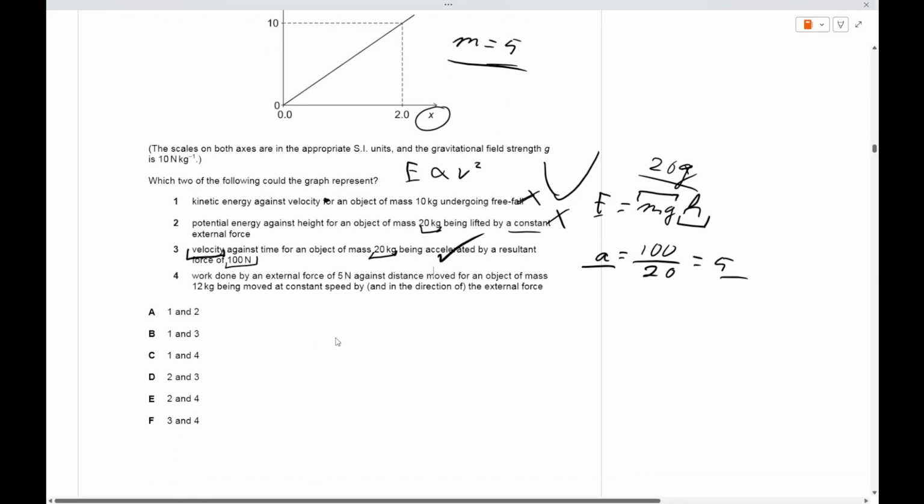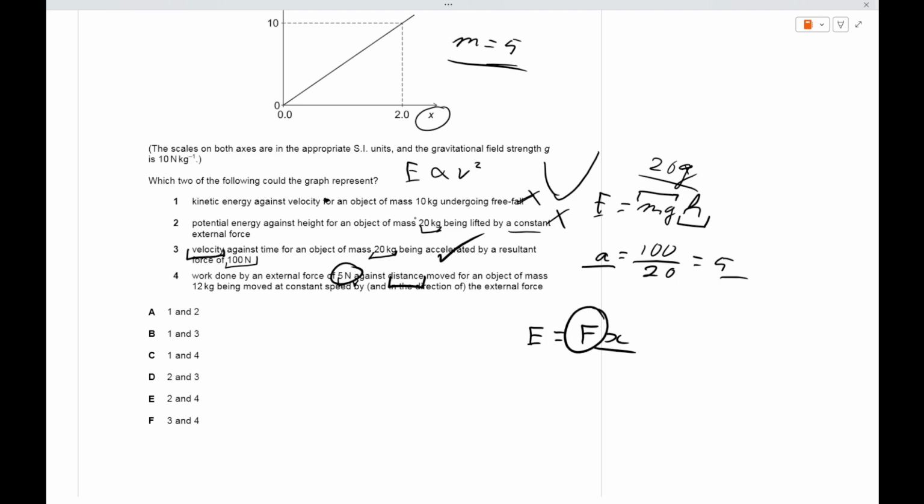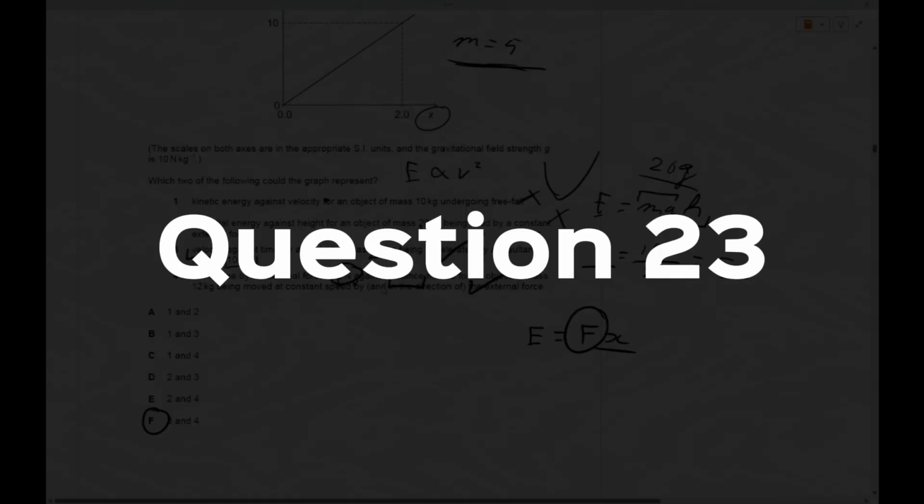4, work done by an external force of 5 newtons against distance. You know that the work done, the energy, is equal to force times x, x being the distance. So since our distance is our x anyway, the force is our gradient, and the force is 5, which checks out with our gradient in the graph. So we know that 4 is also an option. Therefore, F is the answer.